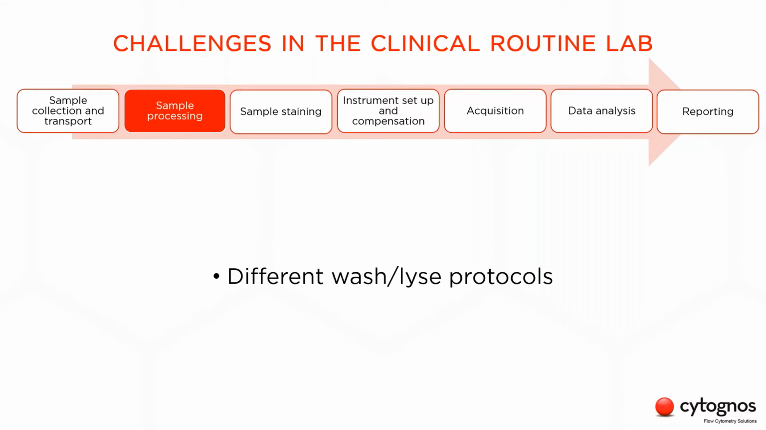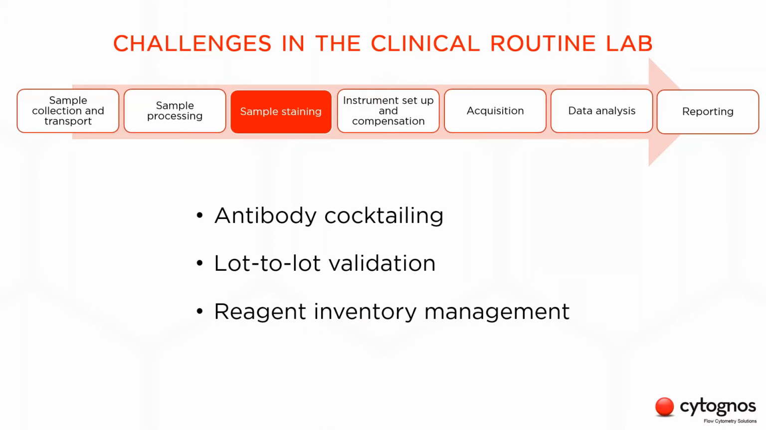There are different work-life protocols in place, so we have to coordinate multiple workflows at the same time. Cocktailing the single antibodies can lead to pipetting errors, and if we get a new lot, we need to cross-check it with the previous one. And we need to have an efficient stock control of all the reagents to reduce reagent waste.